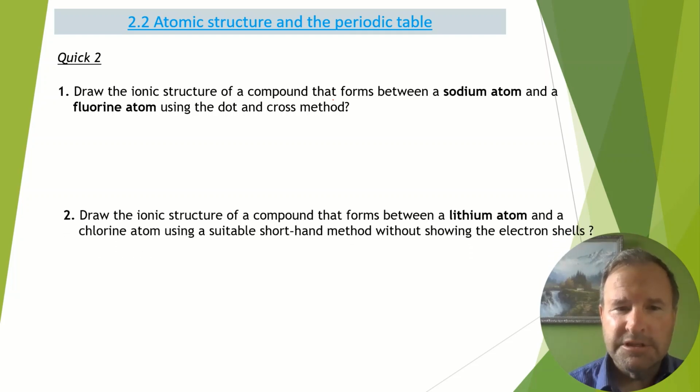And question 2 states, draw the ionic structure of a compound that forms between the lithium atom and the chlorine atom using a suitable shorthand method without showing electron shells. You can if you want to, but we're trying to look at if you know another method. Okay, have a go at answering those questions. Here are the answers coming up in the next slide.